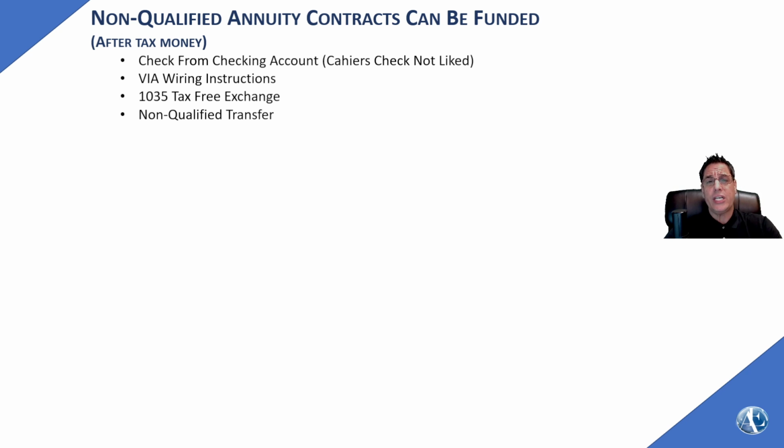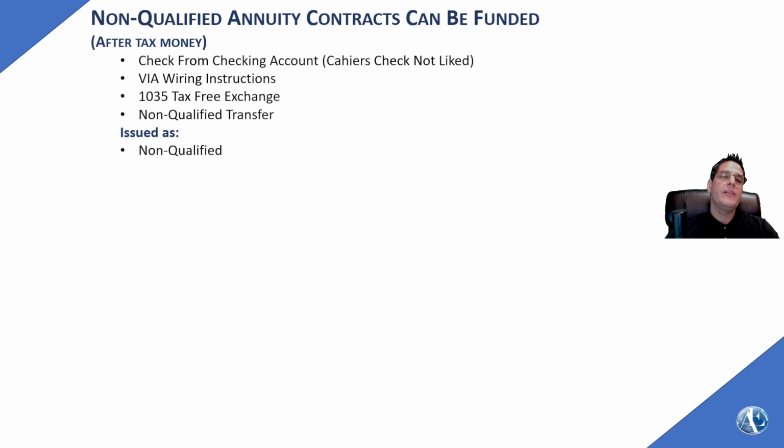And there's just a traditional non-qualified transfer. If you don't want to write a check, or if you have a savings account at the bank, you can do a non-qualified transfer form, and that'll be sent to the bank and they can distribute the money that way. It's a little bit slower, but it's a lot cleaner. The clients don't have to get involved a lot. Those are the four main ways to fund a non-qualified annuity contract.